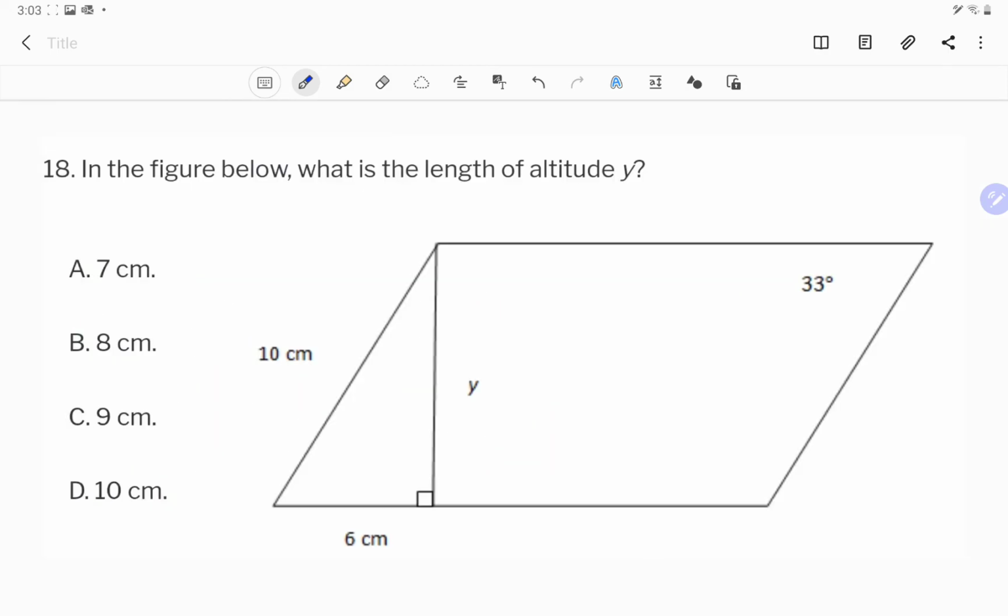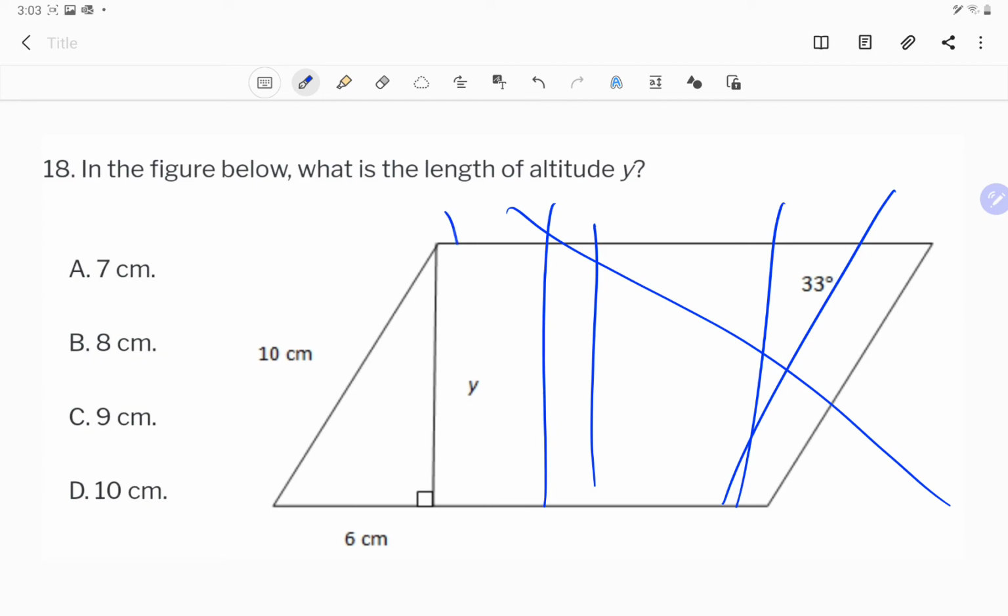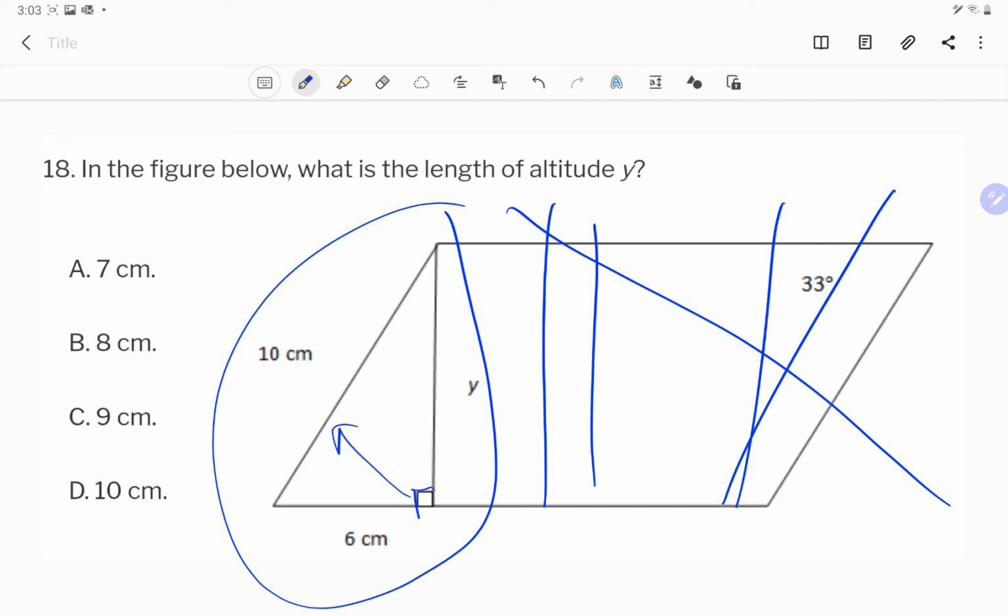For number 18, in the figure below, what is the length of the altitude y? Basically, we can just ignore this. So we can just focus on this right triangle. How do we know that it is a right triangle? Because we have a 90-degree angle here, and the opposite is the biggest number, that becomes your hypotenuse.